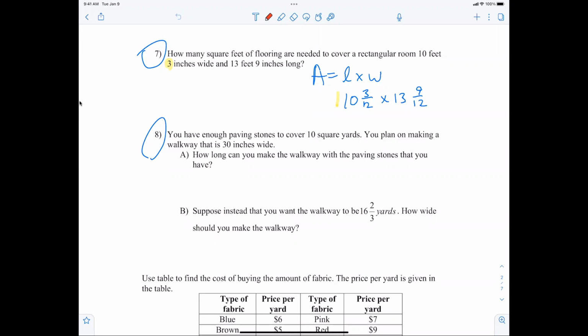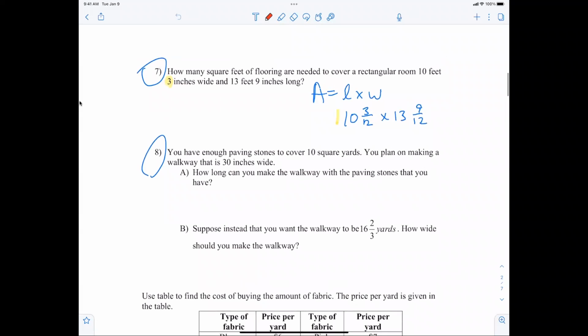But yesterday we said that there was 12 inches in a foot. Does everybody agree with that? Yeah. Because there are 12 inches in a foot, right? That means if you have 10 feet 3 inches, you can't multiply 10 feet 3 inches by 13 feet 9 inches, correct? So we have to convert to the same units. And we said yesterday that 3 inches is the same as 3/12. Does everybody agree with that?